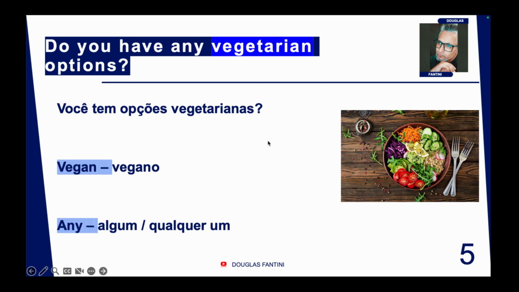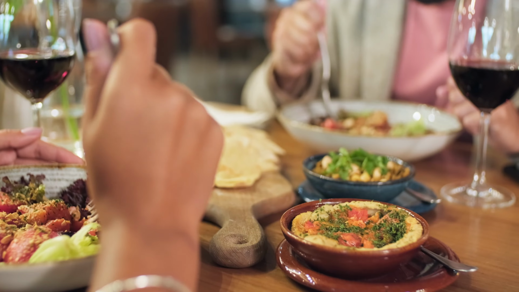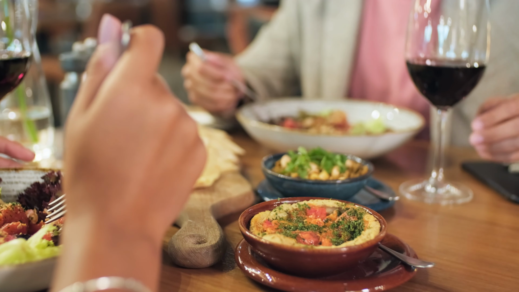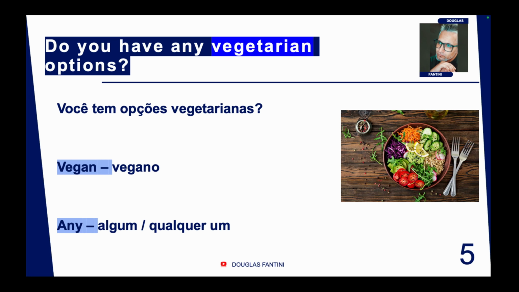Do you have any vegetarian options? Vegetarian options are for people who are vegetarian, and there are some vegan people as well. There are lots of differences, but people that follow these cultures and this lifestyle will explain it better than me. But vegan and vegetarian are a little bit different, and any is a very important word to use in this situation because you're asking for a recommendation. So you say any. Okay, that's great.